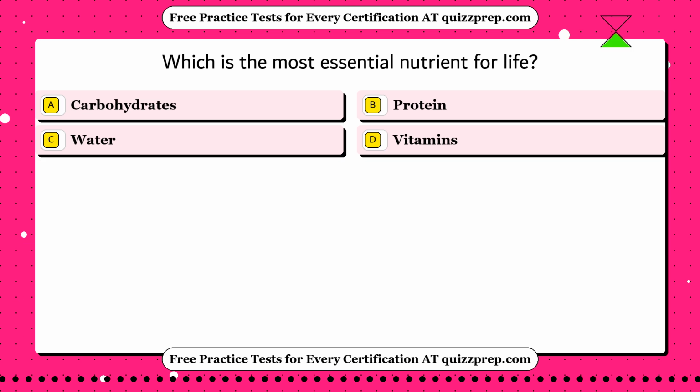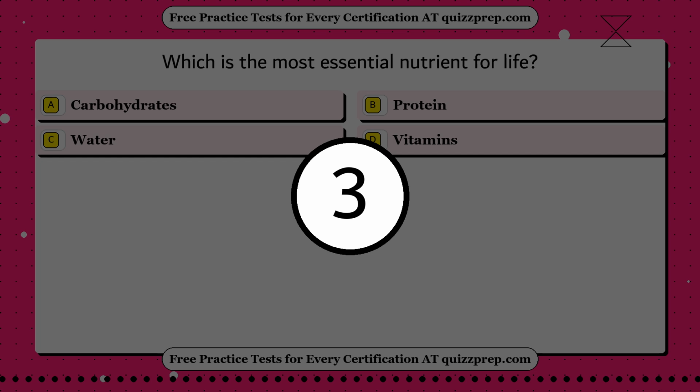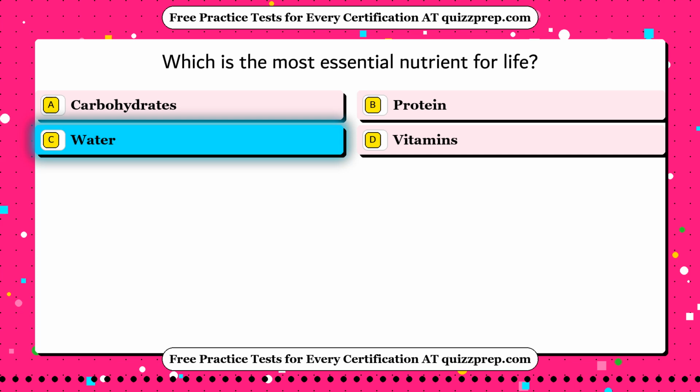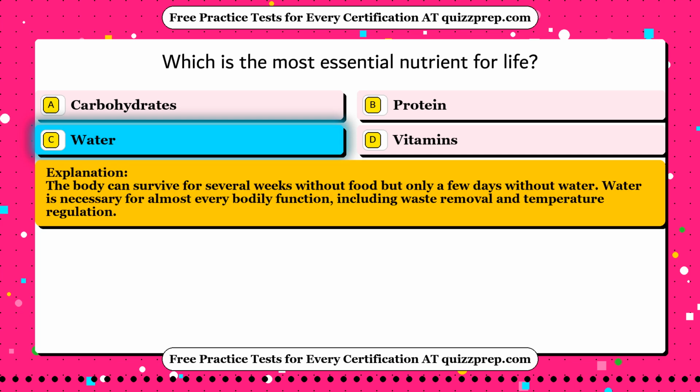Question 32. Which is the most essential nutrient for life? Option A, carbohydrates. Option B, protein. Option C, water. Option D, vitamins. The correct answer is option C, water. The body can survive for several weeks without food but only a few days without water. Water is necessary for almost every bodily function, including waste removal and temperature regulation.